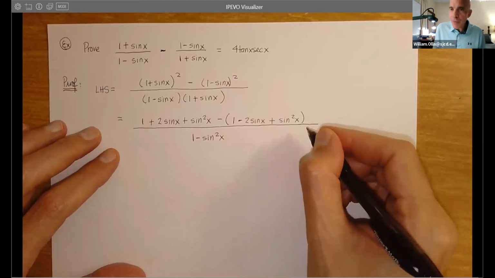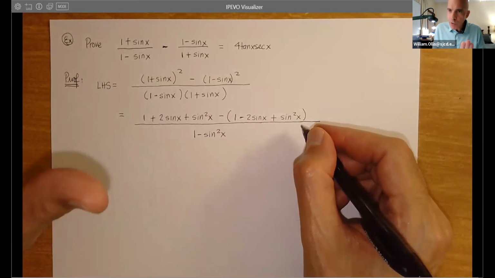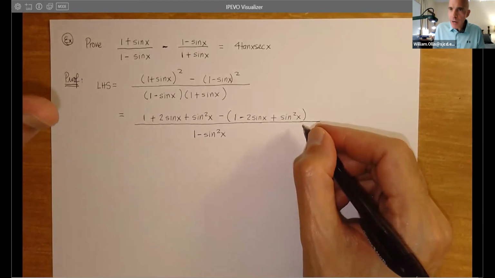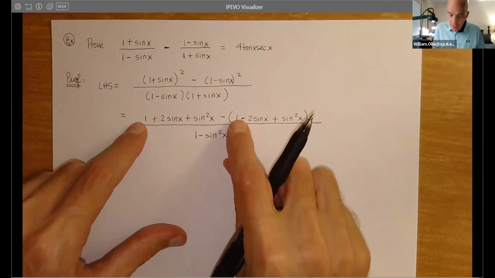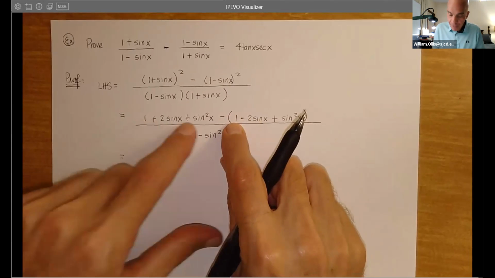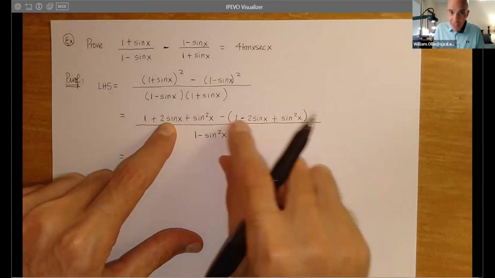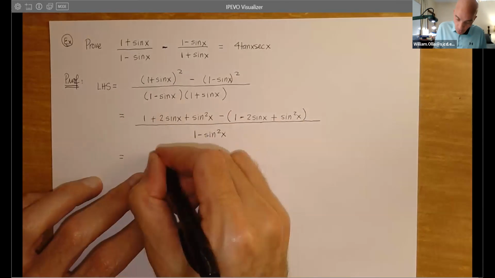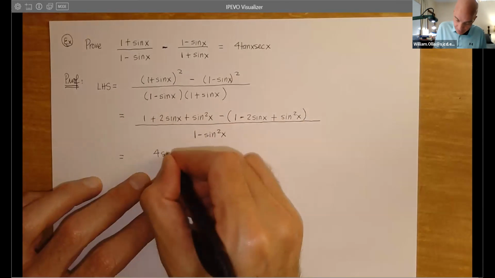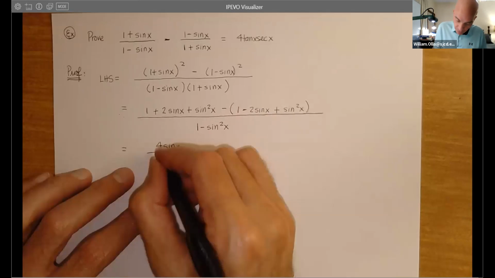So we really like the Pythagorean identities. They kind of bail us out of the bad situations. Difference of squares, factoring difference of squares, multiplying by convenient ones. That's really a good way to look at these things. And now we see the 1 minus 1, the 1's absorb, and the sine squared's absorb. But now the 2 sine x's, the minus minus, they add to give us the 4, which we really need. So we have 4 sine x. And then, of course, the 1 minus sine squared is cosine squared.